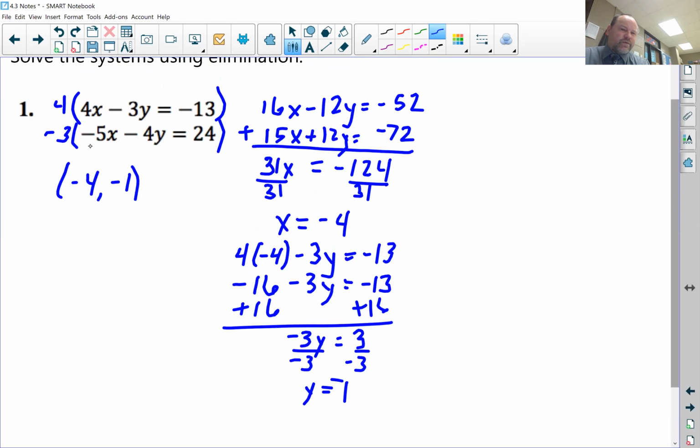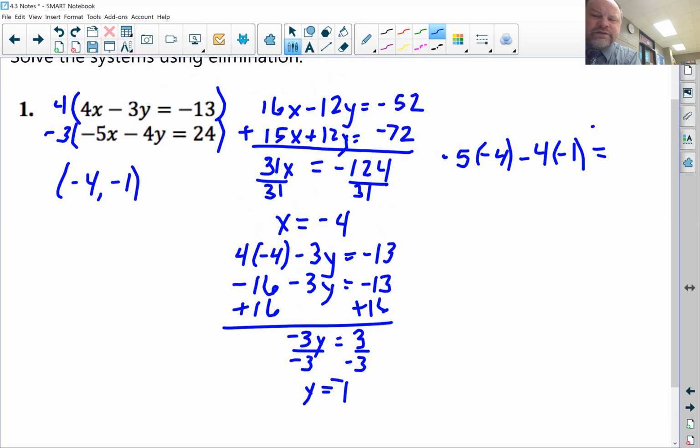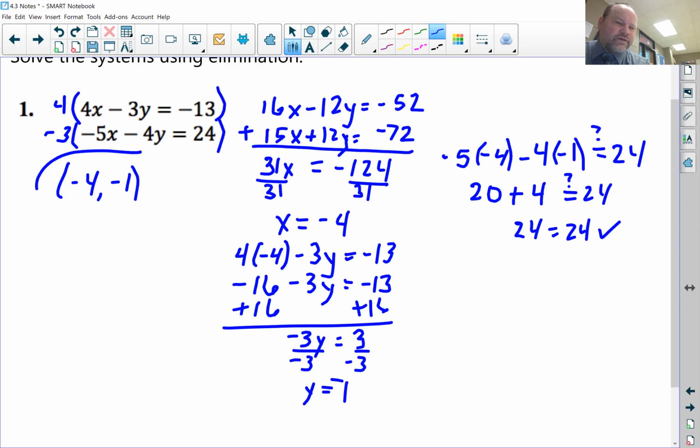So I'm going to check my answer by plugging those values into my second equation. -5 times -4 minus 4 times -1. Does that equal 24? -5 times -4 is positive 20. -4 times -1 is positive 4. And 24 does equal 24, so a good solution.